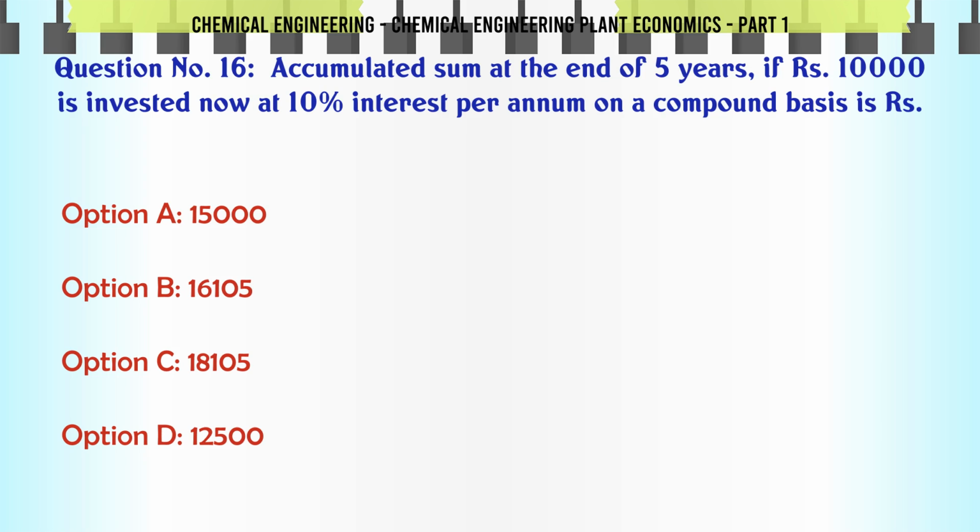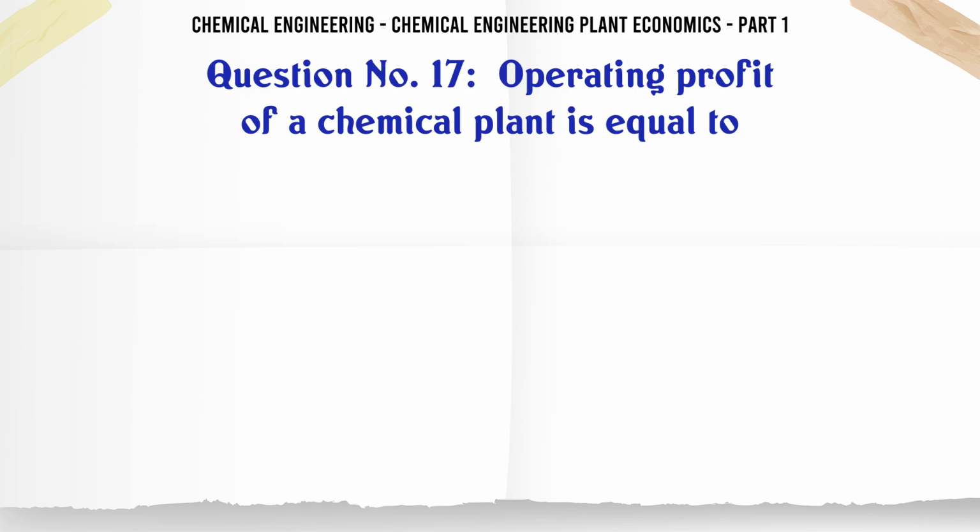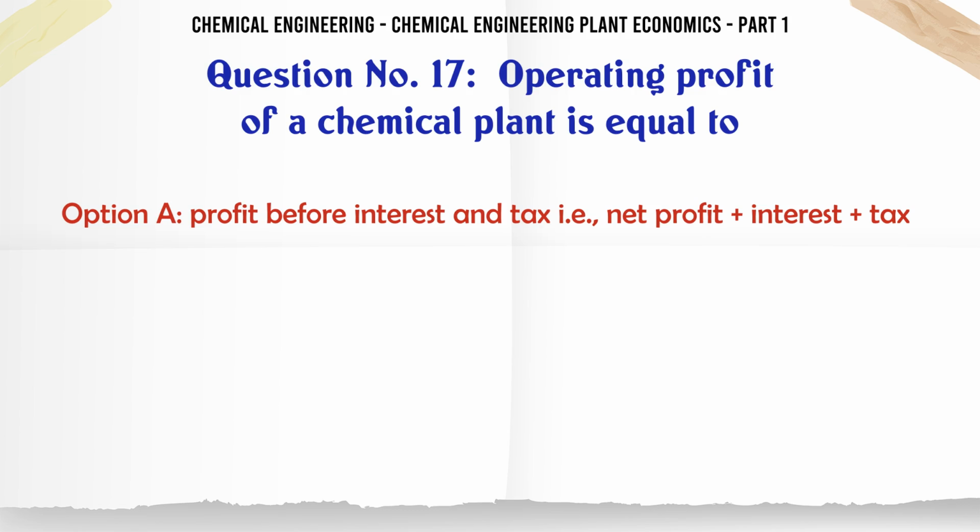12,500. The correct answer is 16,105. Operating profit of a chemical plant is equal to A.